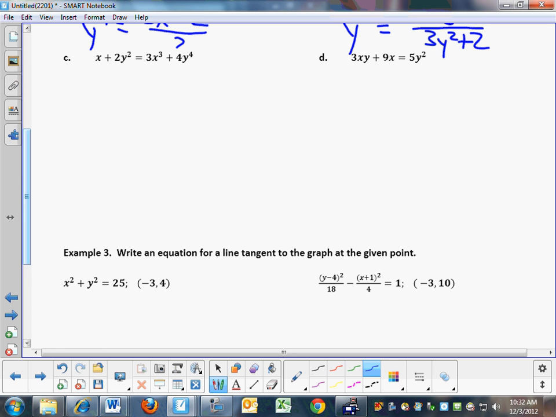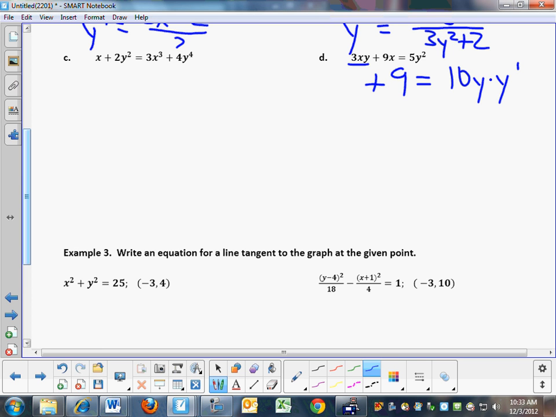Product rule. Look. The 3xy. That requires that I use the product rule, because you have x times y. So, let's do the first part. What's the derivative of 5y squared? y prime equals, what's the derivative of 9x? 9. So let's do this first part now.